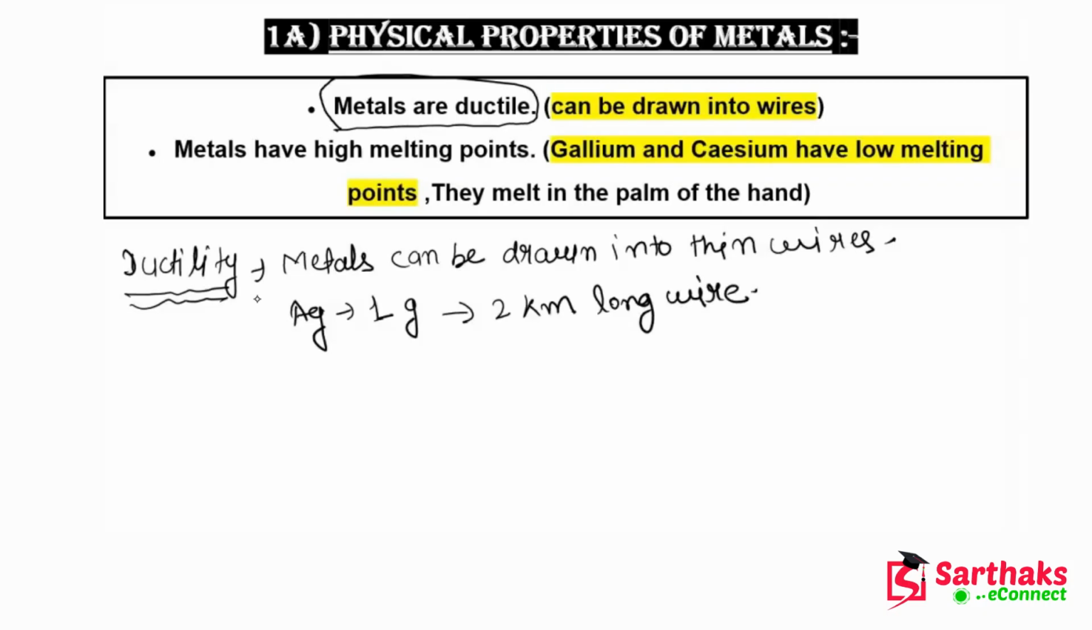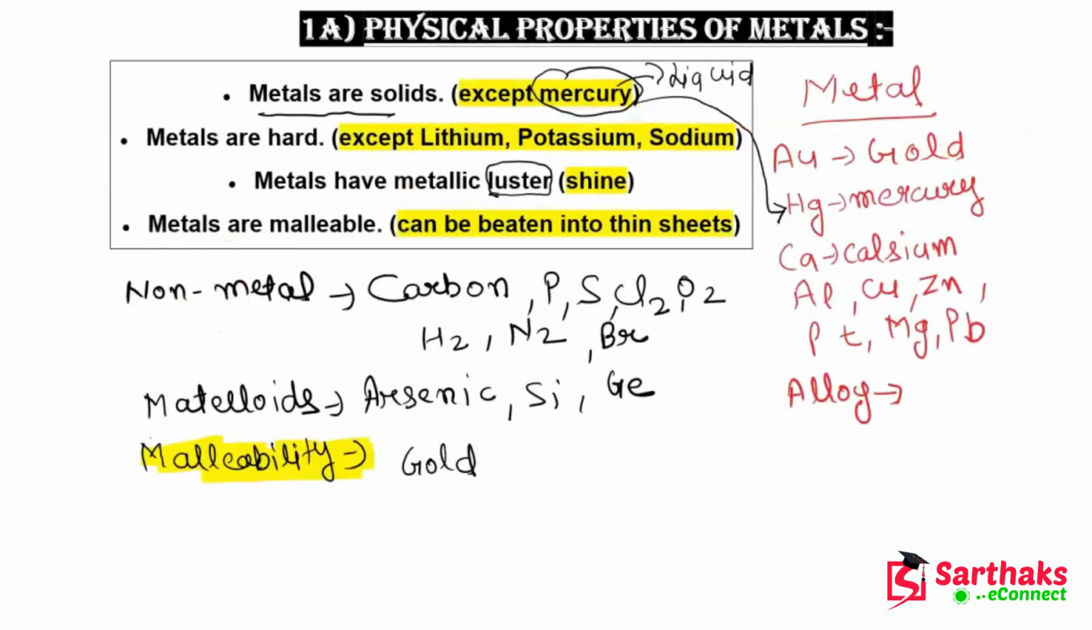So you can see how thin this wire would be. Metals are that much ductile. This property is known as ductility. I hope this point is clear to you, that metals can be drawn into wires. These two properties are very important, this ductility and this malleability. That's why it is highlighted.